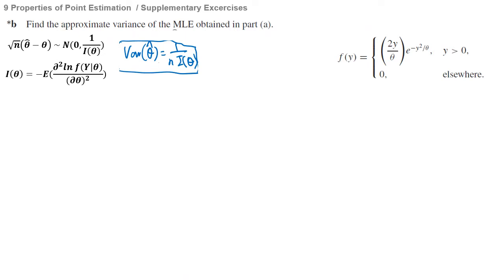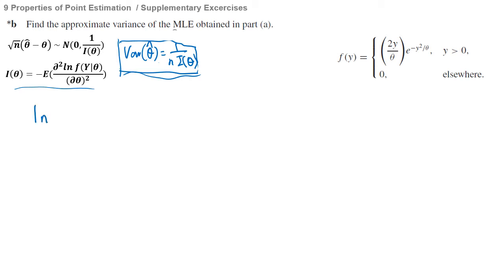Okay, so the problem is to find the approximate variance of the MLE, and we derived that the approximate variance is this thing. So what we need to calculate is just this information, the Fisher information of zeta. Firstly, we need to get the second derivative of ln f(y).